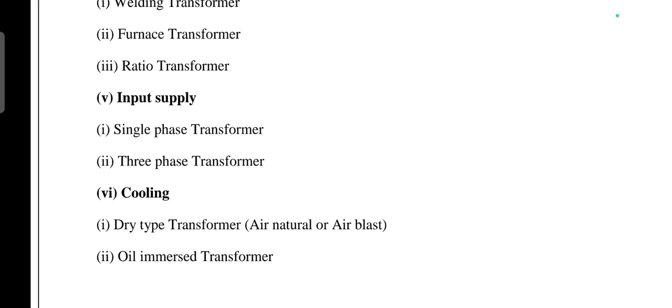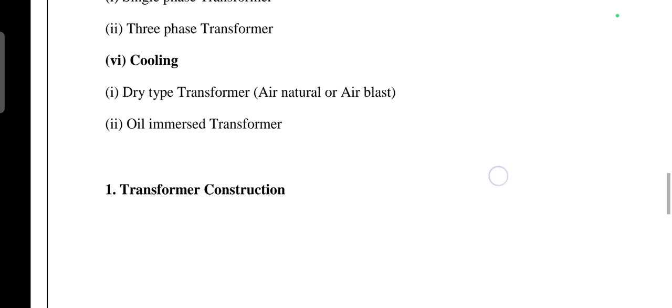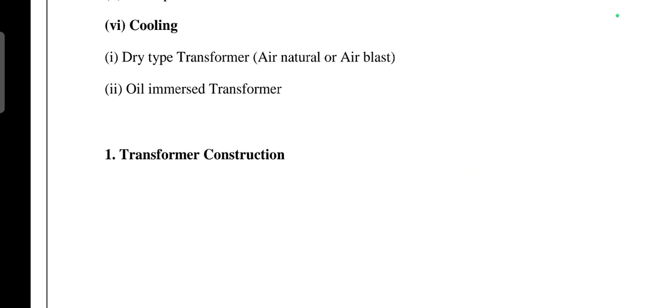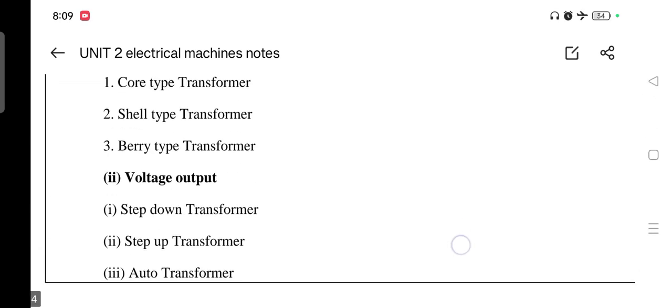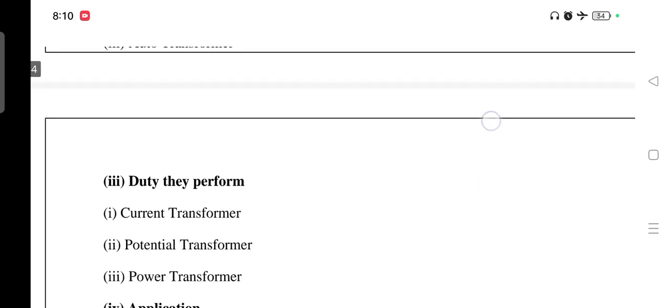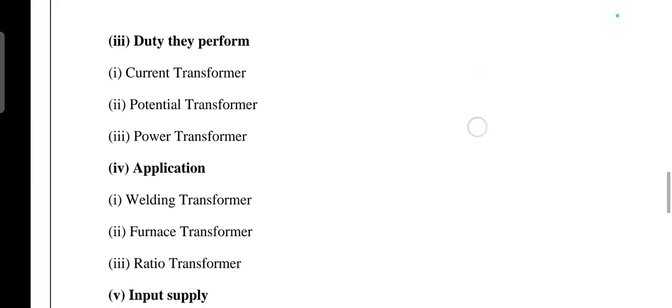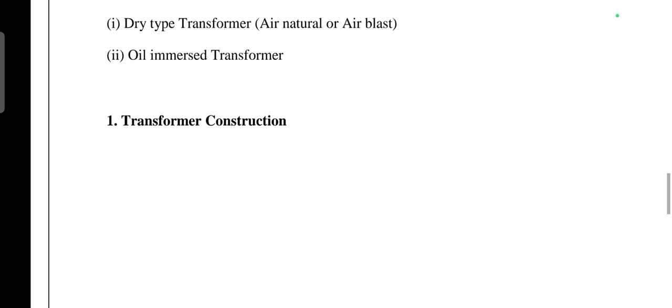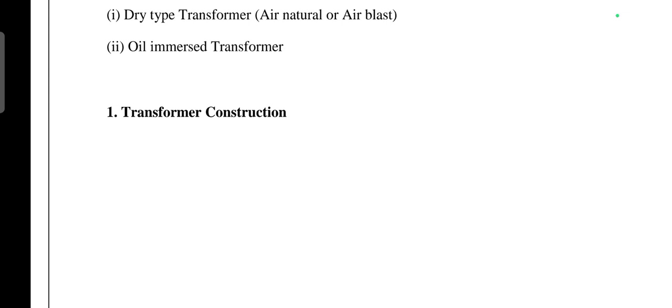Based on the supply given, there are two: single phase and three phase transformer. Based on the cooling type, there are two: dry type transformer and oil immersed transformer. These are all the classifications of transformers. There are six classifications based on their construction, the way of applying voltage, the duty they perform, the applications they are used for, the input supply they work on, and the cooling. Based on these six categories, we can classify the transformer.